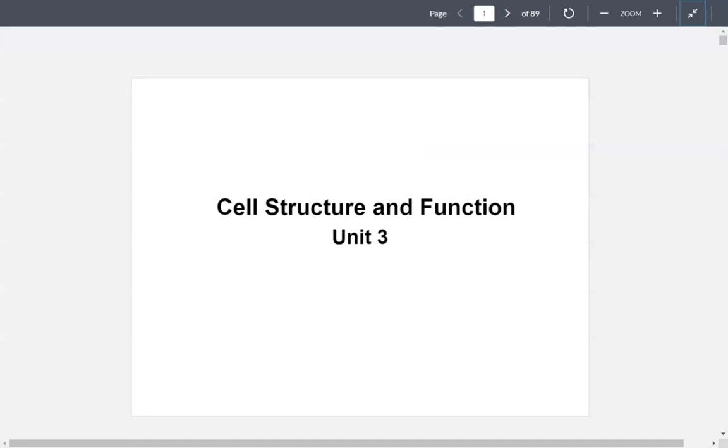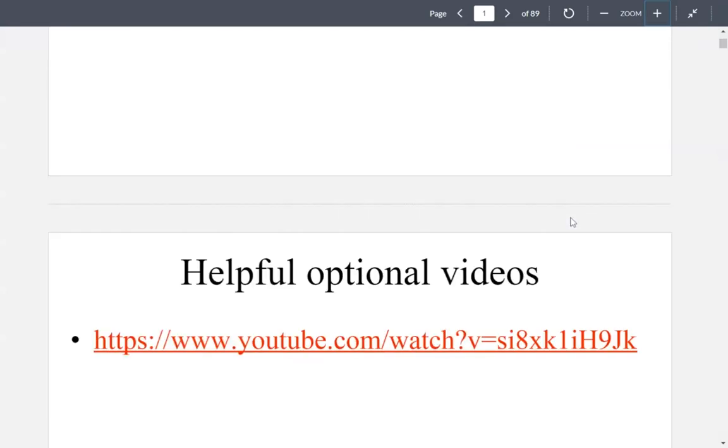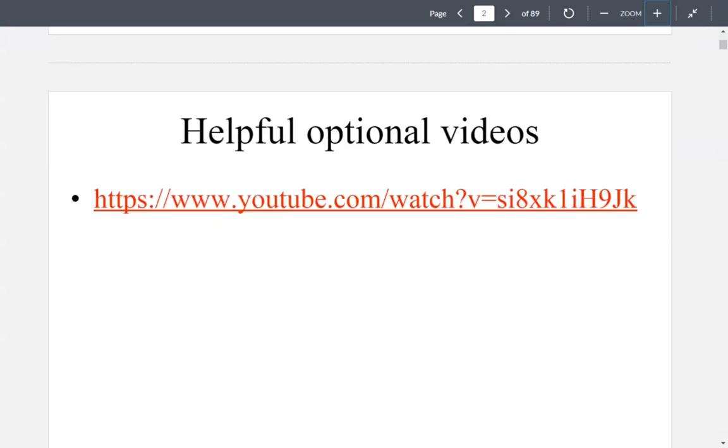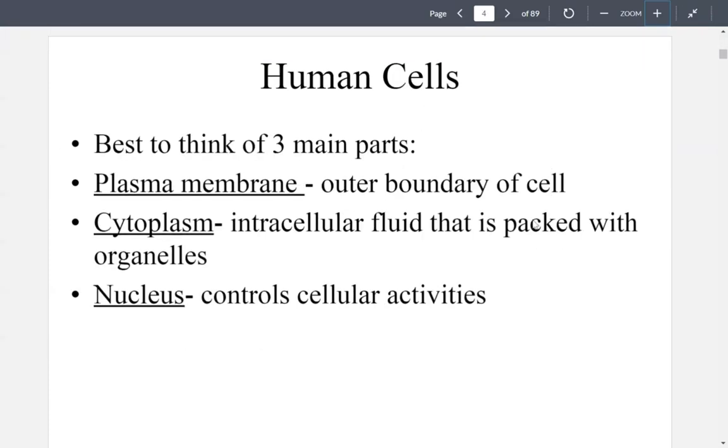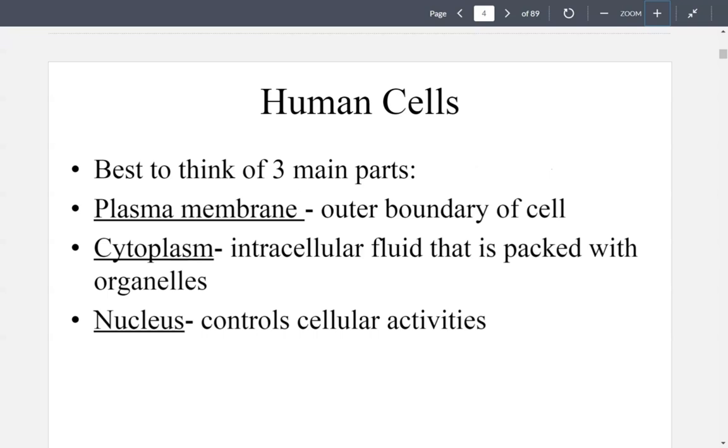Welcome to Unit 3. We are going to start off by talking about cells. Again, here's a helpful link. And let's begin. So, human cells really have three main parts.